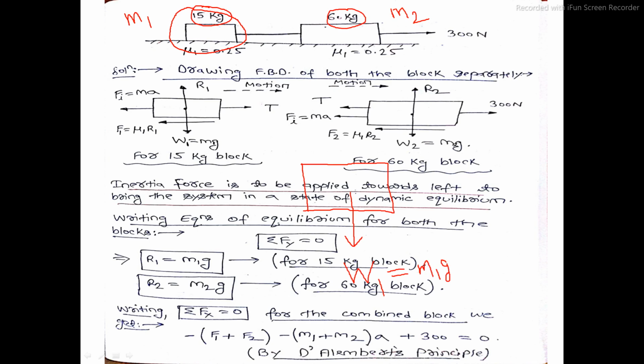The block is kept on the horizontal surface, so the horizontal surface will give a reaction to the block in the vertically upward direction. This is that reaction force, and say that reaction force is R1. What else? Since this 15 kg block is connected with the 60 kg block by this string, this string will exert a tension. Say that tension force is T. This is that tension force. So this is the tension force T present in the string.